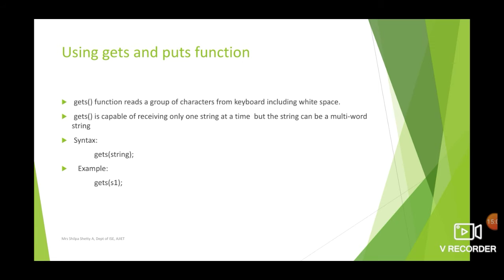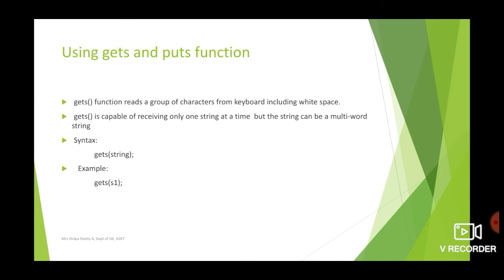So next let us discuss two more functions, that is gets and puts. This is the second category of functions that are available, gets and puts. The gets function can read a group of characters from the keyboard including white space. That means in case of scanf you can read only one word, because once it encounters a white space it considers it as the end of input. Whereas with gets you can read a string that can contain multiple words. That means if the string is "good morning", it can be read by using the gets function.